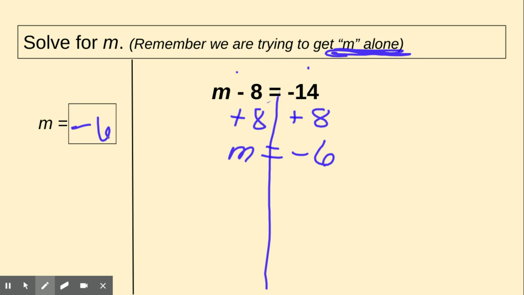So basically what we did there was we added 8 to both sides to get m alone, because negative 8 plus 8 is 0, or basically they just cancel each other out.